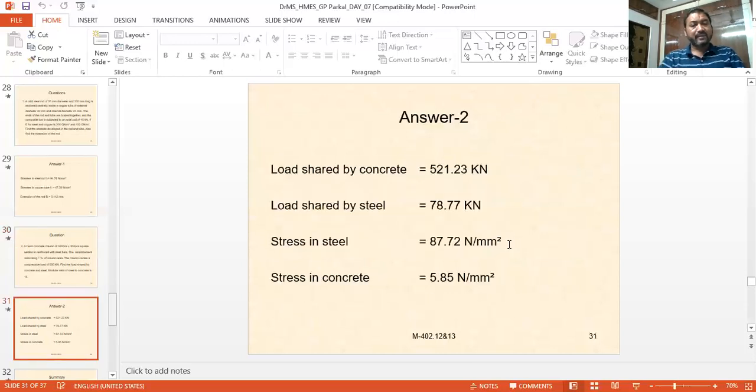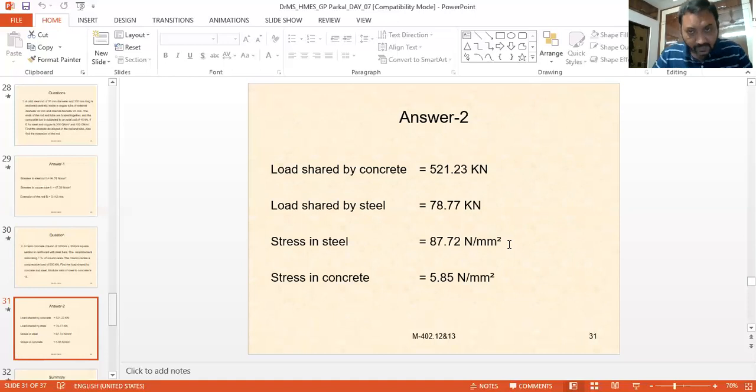And with that we will get these answers. The load shared by the concrete is equal to 521, like that, and the load shared by steel is 78. Stresses in steel is 87, and stresses in concrete is 5.8. So these are the answers that we are going to get after solving the problem.